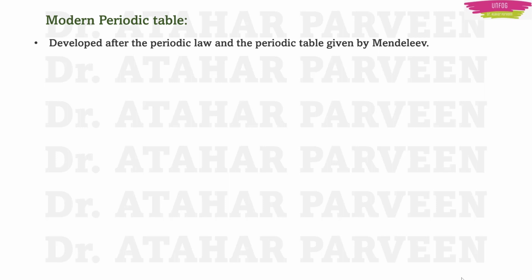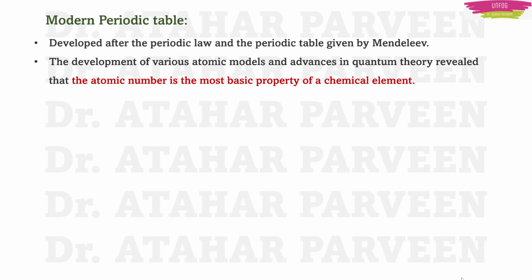This was developed after the periodic law and periodic table were given by Mendeleev. After that, the modern periodic table came. The development of various atomic models and advances in quantum theory revealed that the atomic number is the most basic property of a chemical element. Till Mendeleev, all thought that atomic mass was the basic property. But when we came to the modern periodic table, we understood that the atomic number is the most basic property of a chemical element.